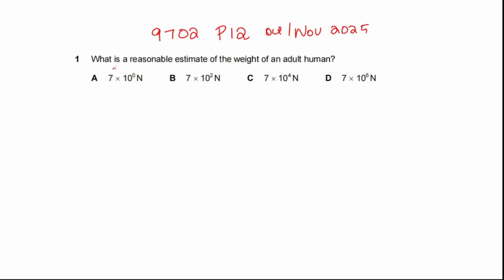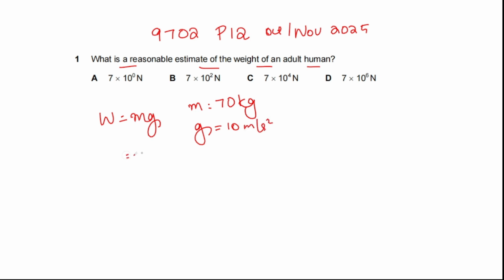The first question is, what is a reasonable estimate of the weight of an adult human? So the weight formula is W is equal to mg. We can estimate the mass as 70 kilogram, and the acceleration due to gravity can be taken as 10 meter per second squared. So substituting these values gives you 70 times 10, which is 700 Newton, which is 10 to the power of 2 Newton. So the correct option is option B.